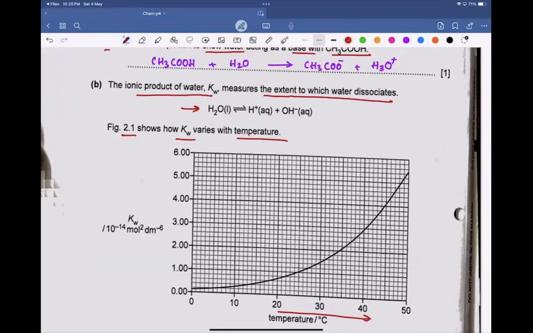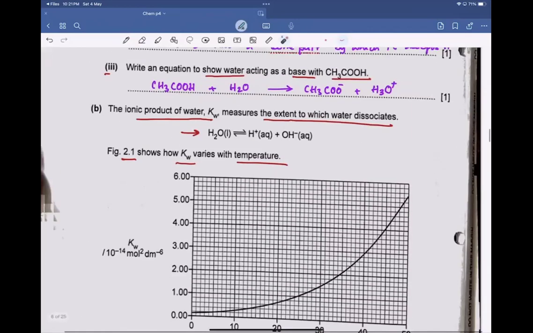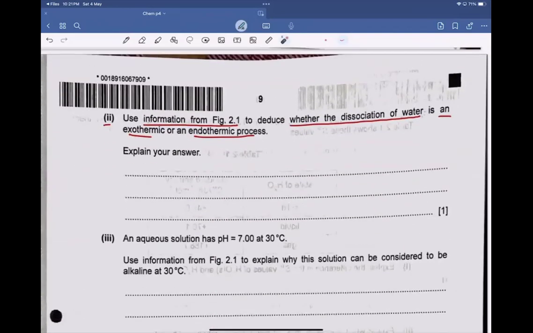Yes, very good, Abdullah, it's endo. Because as the temperature gets higher, the Kw value increases. It means there are more hydrogen and more hydroxide ions at higher temperature. So we can say that as the temperature increases, equilibrium shifts towards the right, which means that the forward reaction is endothermic. Is this understandable?